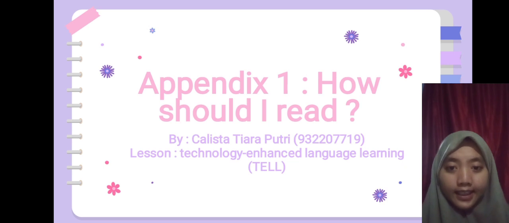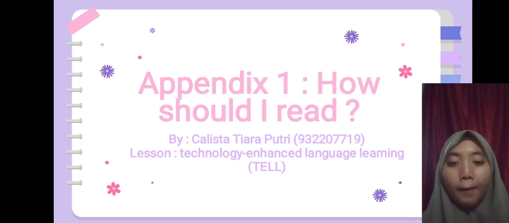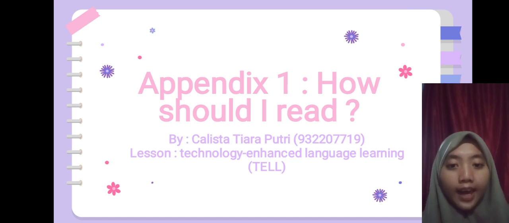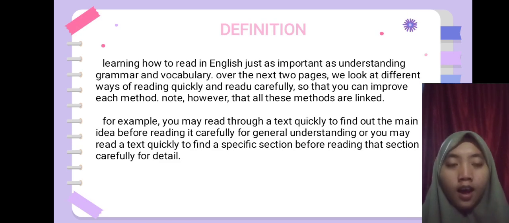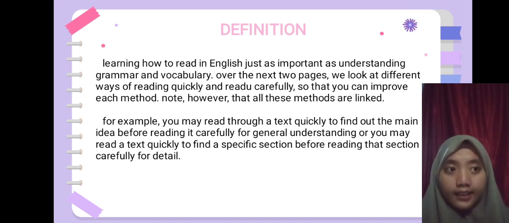I'm from TBI C. I want to explain about Appendix 1. How should I read? Definition: learning how to read in English is just as important as understanding grammar and vocabulary. Over the next two pages, we look at different ways of reading quickly and reading carefully so that you can improve each method. Note, however, that all these methods are linked.